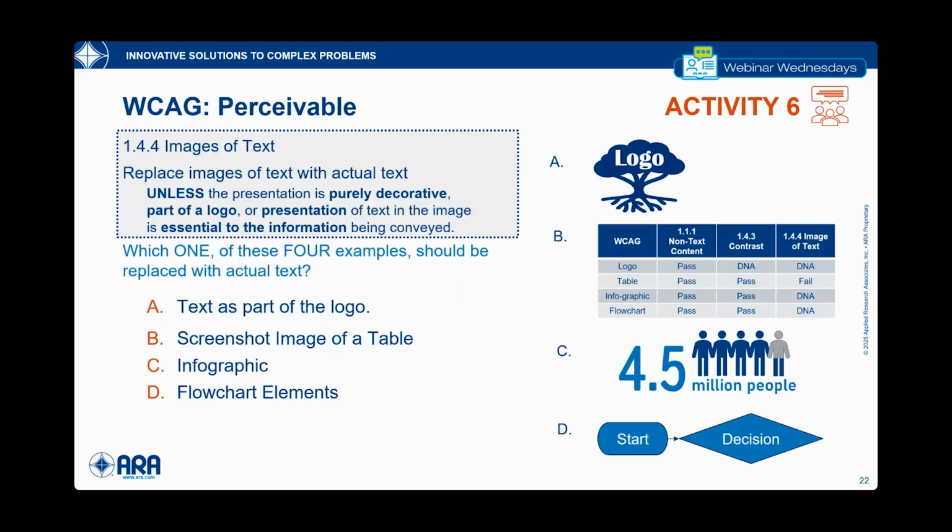So now we go to our next poll question. Take a look at the images that are labeled A, B, C, and D. All 4 of the images contain text, but which one does not qualify as an exception? Which one of these 4 examples should be replaced with actual text? And the correct answer on this one is B, the screenshot of the table. Tables actually have column and row headers, and they use scope to assign cell content to the specific headers. The information in the table is difficult, if not impossible, to describe as alt text. So images or screenshots of tables should always be converted into actual text.